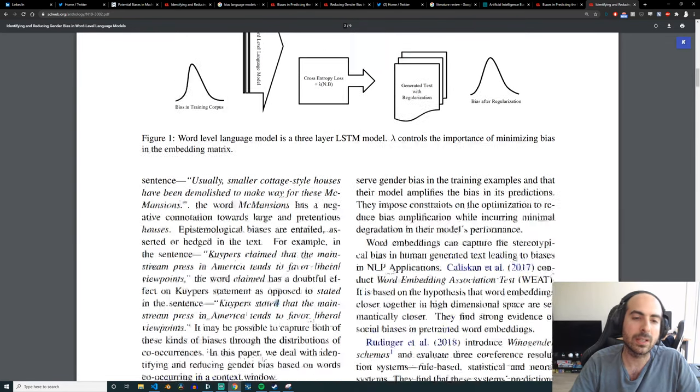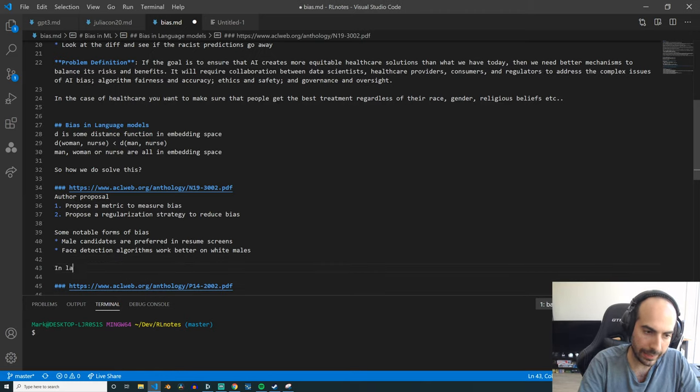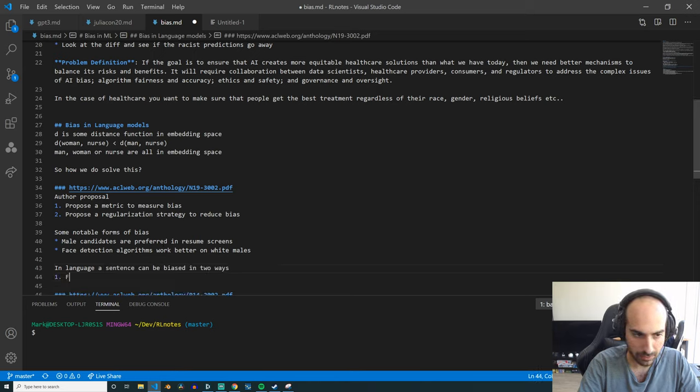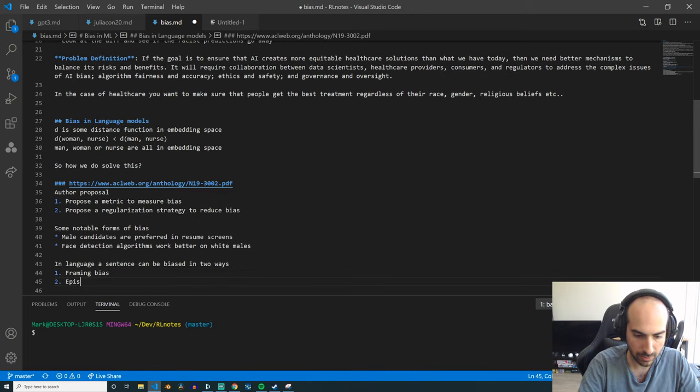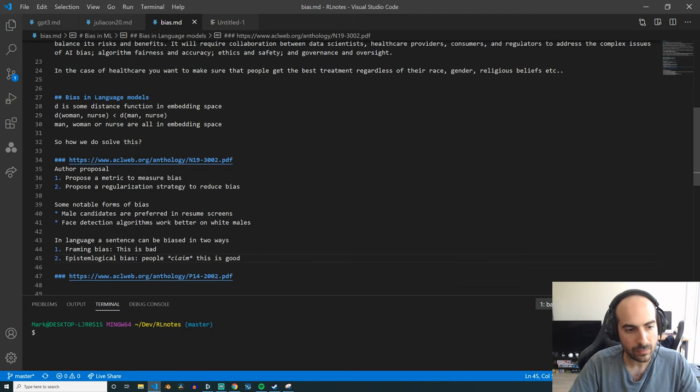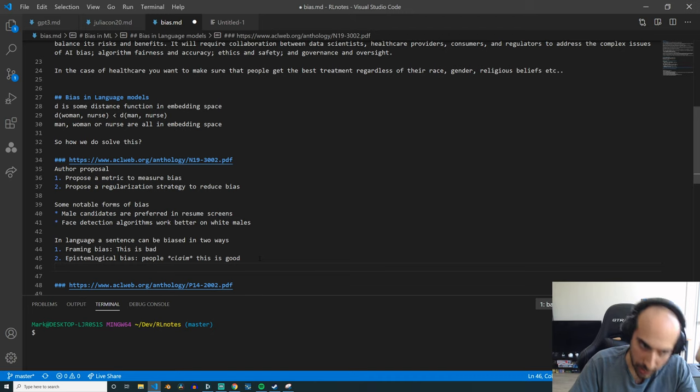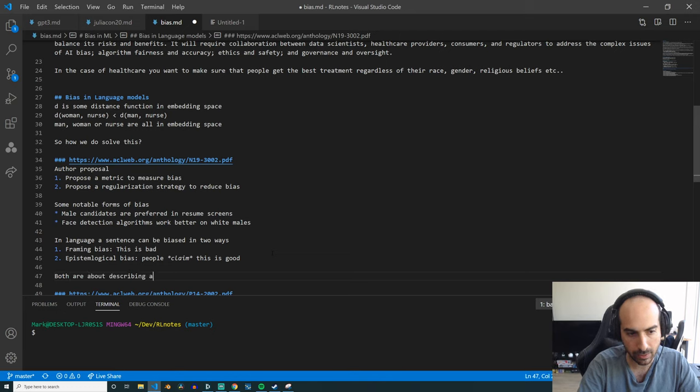Okay. Oh, interesting. I see. So, in language, a sentence can be biased in two ways. There's framing bias and epistemological bias. So basically, framing bias is this is bad, or epistemological is people claim this is good. Interesting, yeah. So both of them are a way of describing a group, negatively, but one is more subtle, I think.